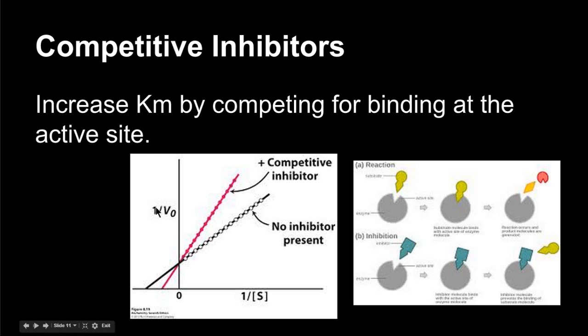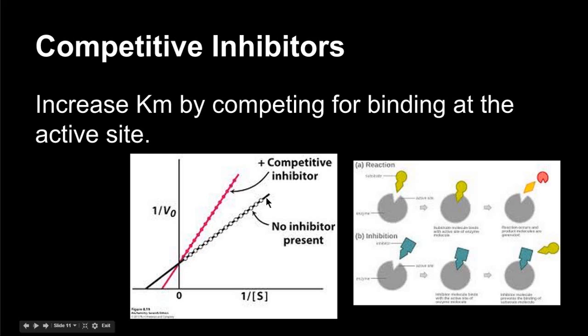And notice that the maximal speed of the reaction doesn't actually change. The maximal speed of the reaction takes more substrate to obtain, but it doesn't actually change. Because we always have the same amount of enzyme. That never changed. So we can still only reach the same maximum. Hopefully that makes sense. I know it's kind of confusing. Doing my best to explain it to you.